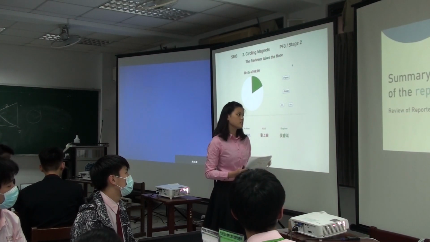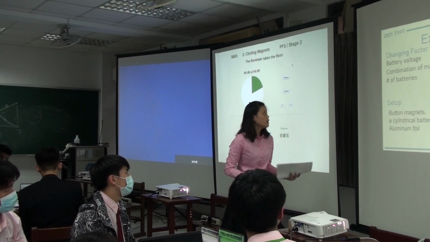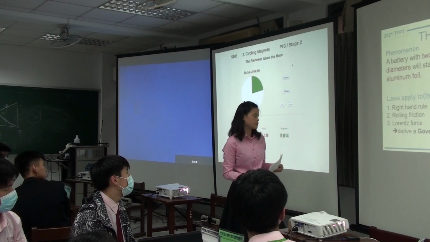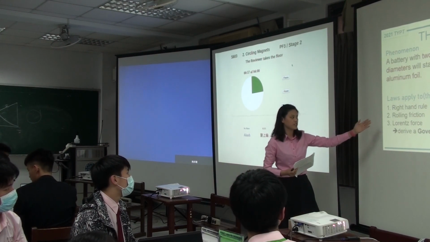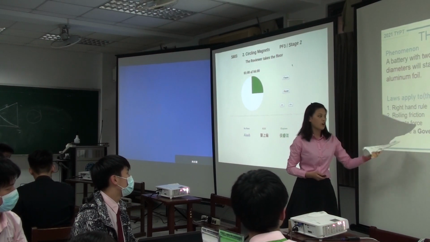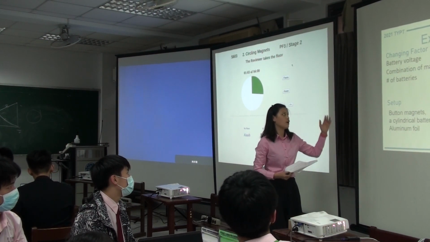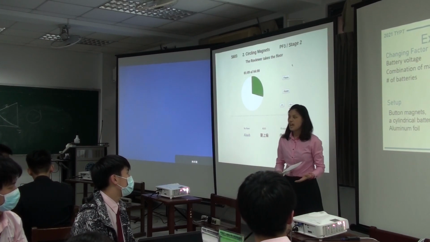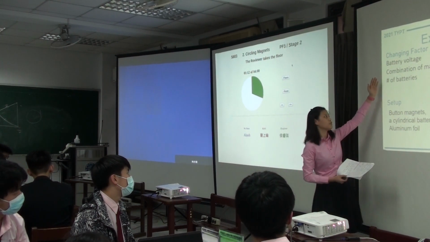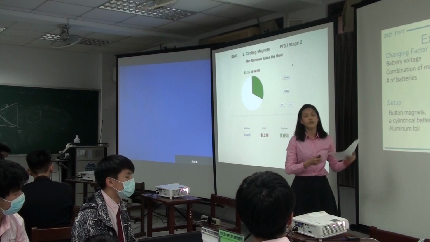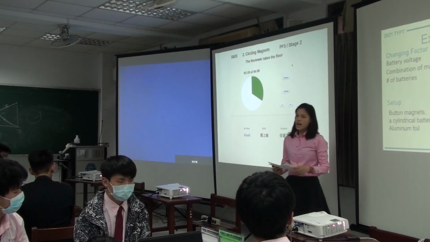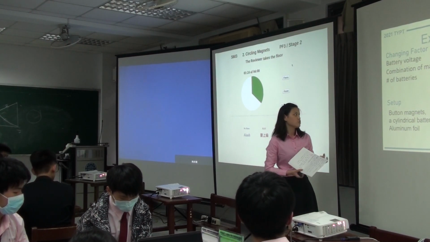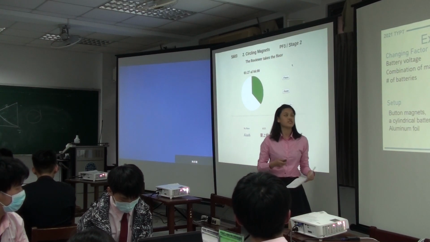And this is a summary and comment for the reporter. The reporter applies the right-hand rule, rolling friction and the Lorentz force to derive a governing equation. Changing factors are the battery voltage, combination of magnets and the number of batteries. But they didn't mention how they controlled all the variables. For example, they just changed the number of batteries to change the battery voltage. But how did they control the variables, for example, the weight, the moment of inertia, and the friction? So there's some problem with their experiment.